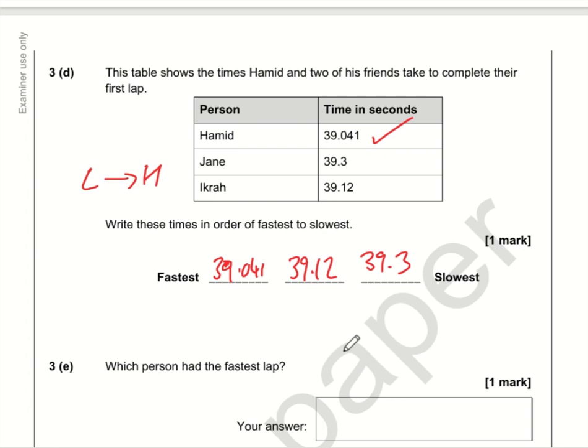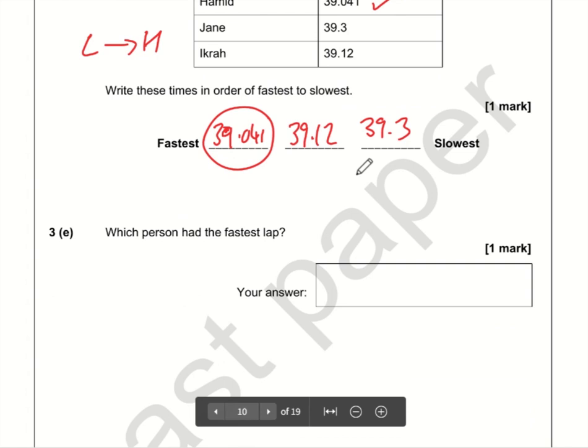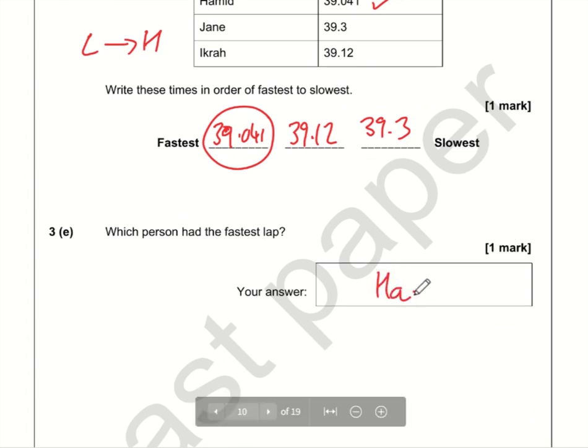Which person had the fastest lap? Well, that is the person with the 39.041, and we can see that that was Hamid.